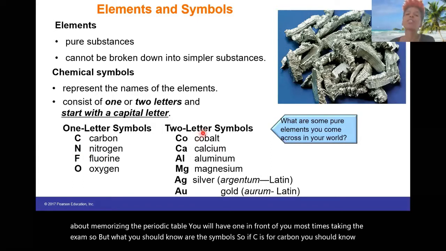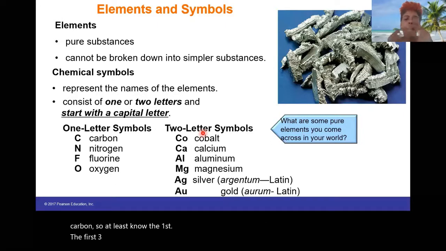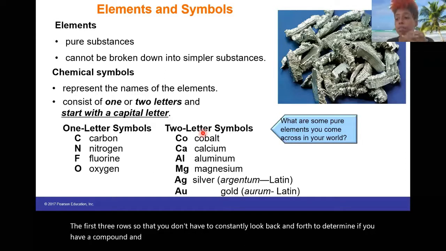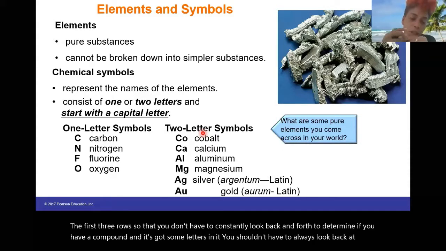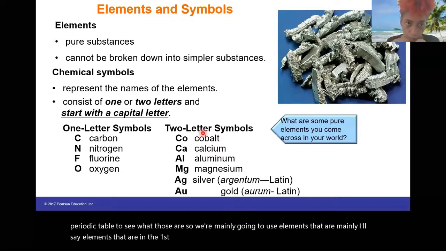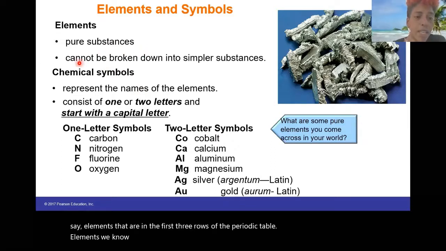So at least know the first three rows so that you don't have to constantly look back and forth to determine if you have a compound and it's got some letters in it. You shouldn't have to always look back at your periodic table to see what those are. So we're mainly going to use elements that are in the first three rows of the periodic table. So elements we know are pure substances that cannot be broken down into simpler substances.